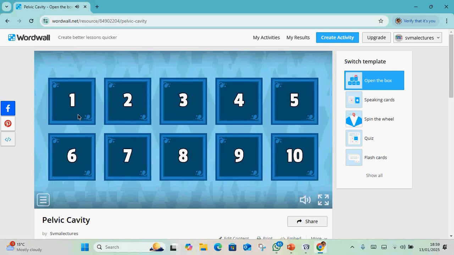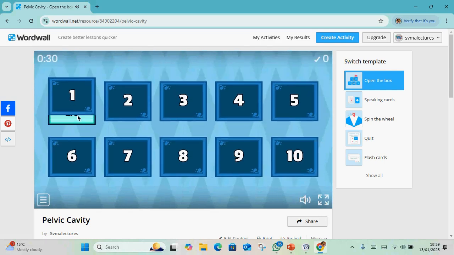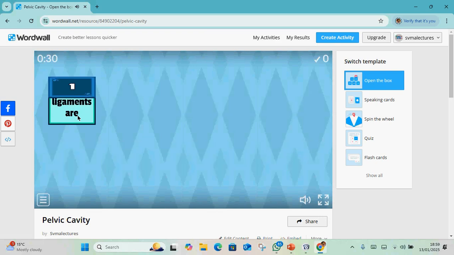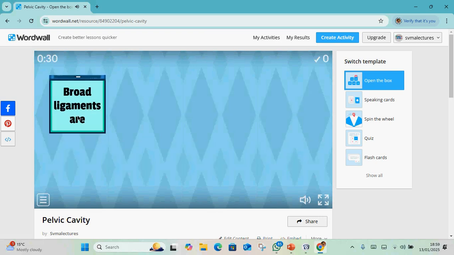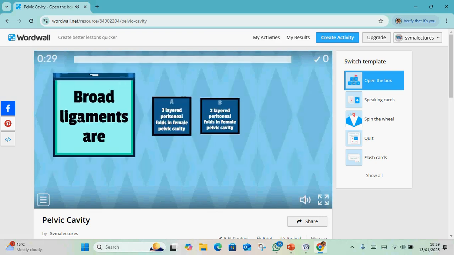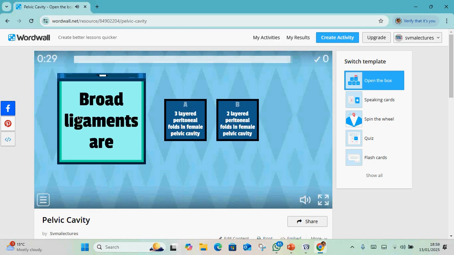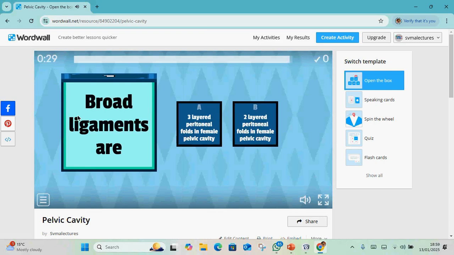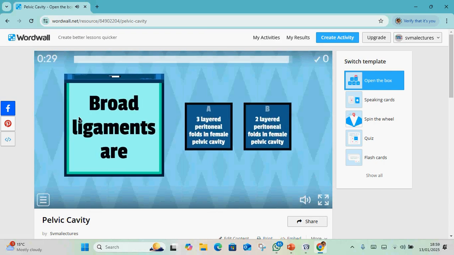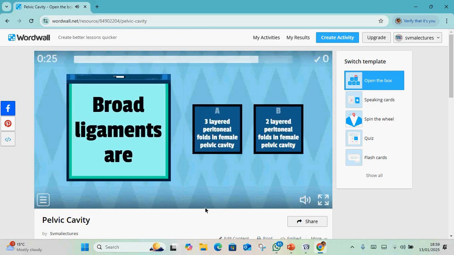The screen appears to me after a delay, it lags a bit. Broad ligaments are A, three-layered peritoneal folds in the female pelvic cavity, or B, two-layered peritoneal folds. It's two-layered, B. Two-layered peritoneal folds. So that's true. Have you seen the screen now? Yes, it's just a bit delayed, but I see it.